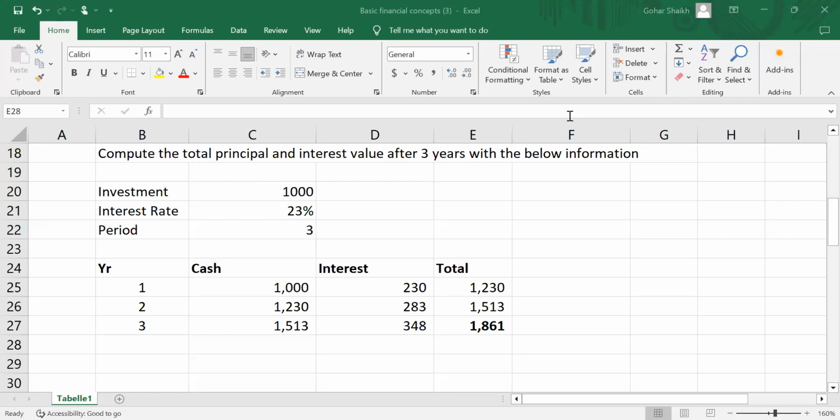Cash amount is 1,000, interest is 230, total will be 1230. For the second year, it's going to be 1230 multiplied by 23%, which is 283. Then for the third year, the total amount is 1513. We'll charge interest on 1513, which is 348, and it should be equal to 1861.